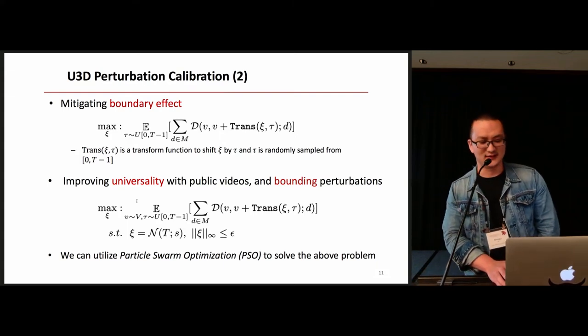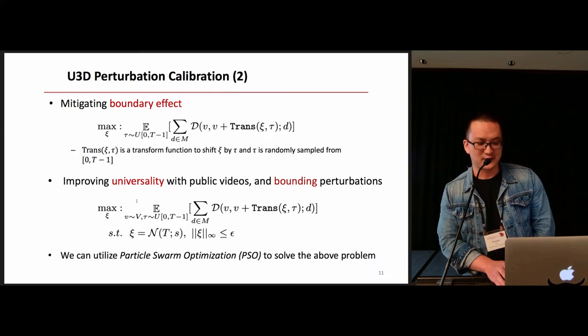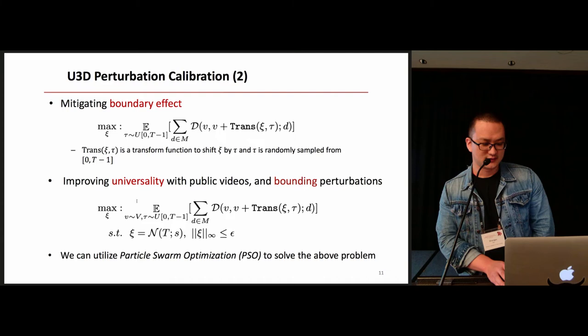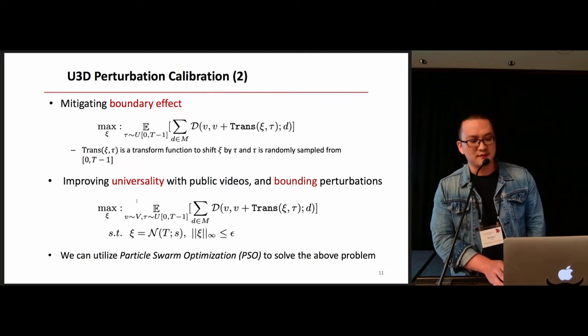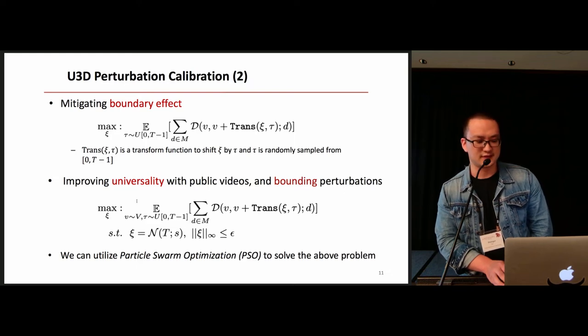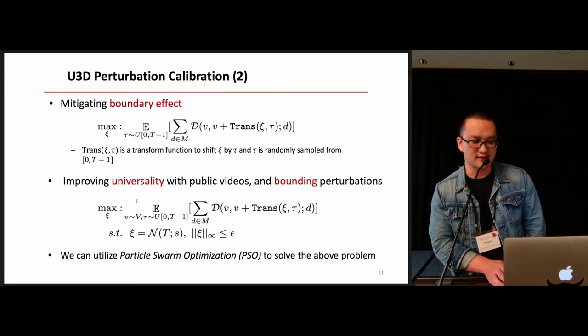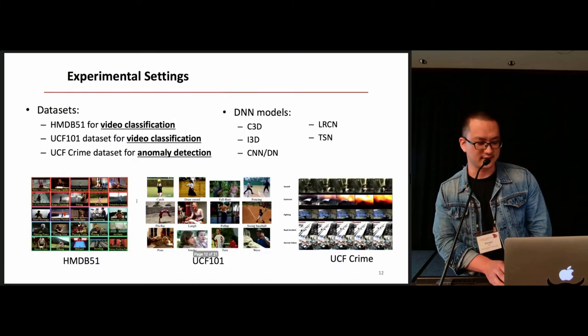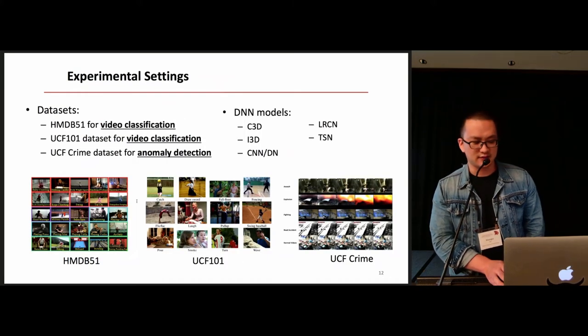So we can also improve the universality with a small set of videos, and we also bound our perturbations in the infinity norm bound. For these optimization equations, we can utilize a heuristic algorithm, for example particle swarm optimization, PSO, to solve the problem. It's pretty straightforward that we can search for the optimum parameters in the parameter space for U3D. And let's look into the experimental results.